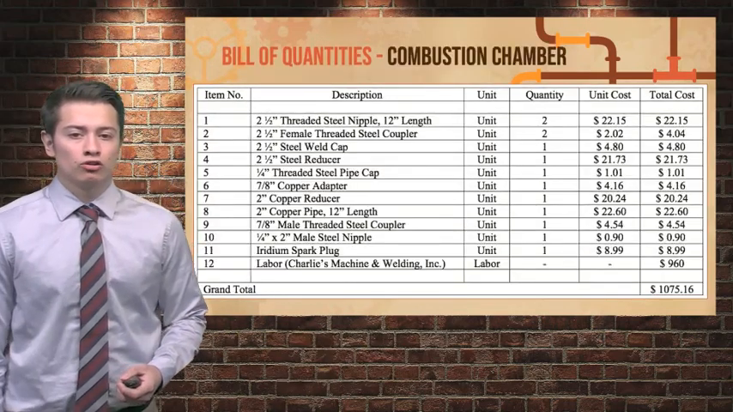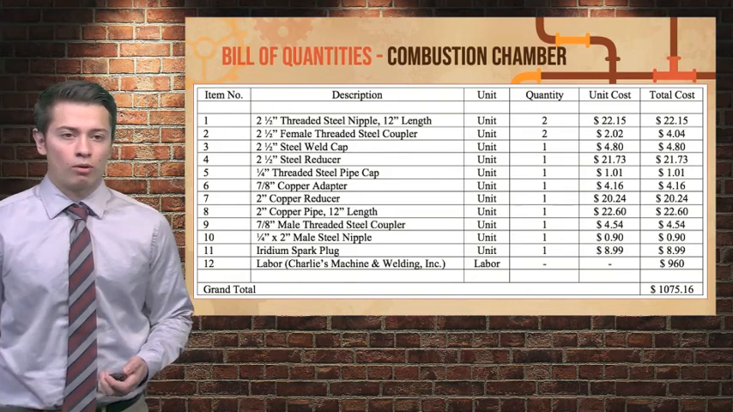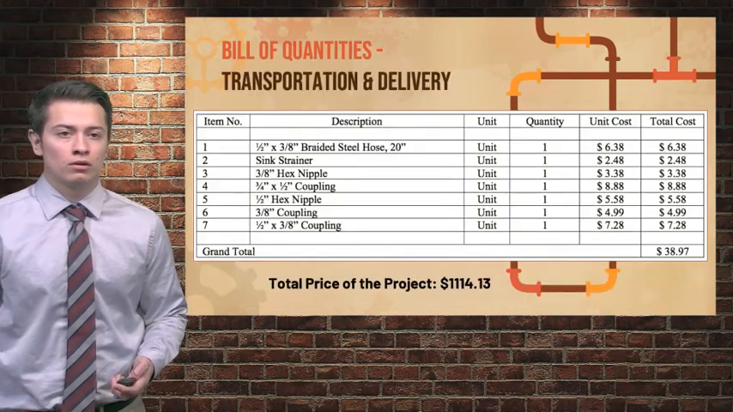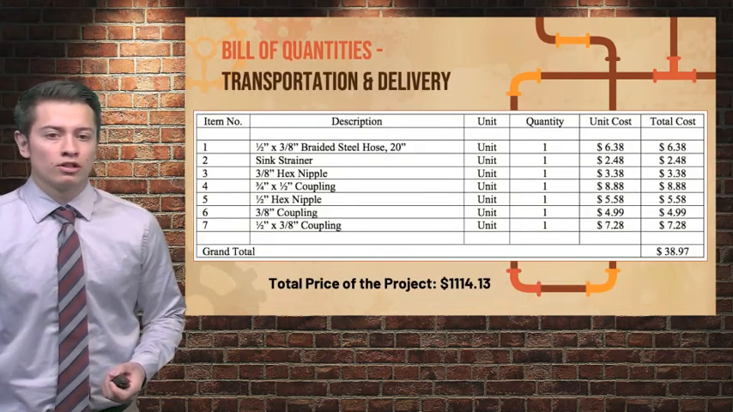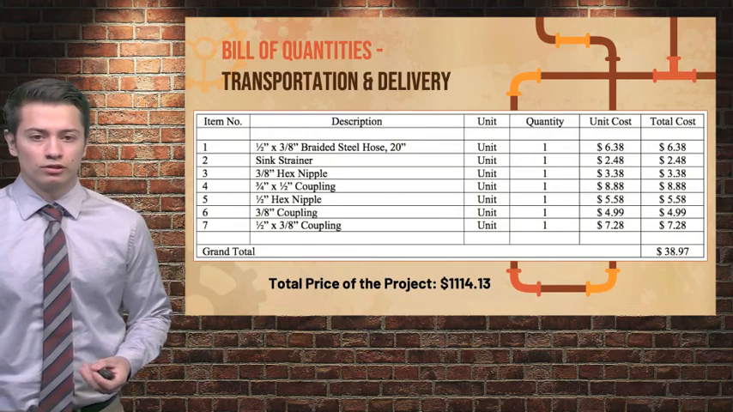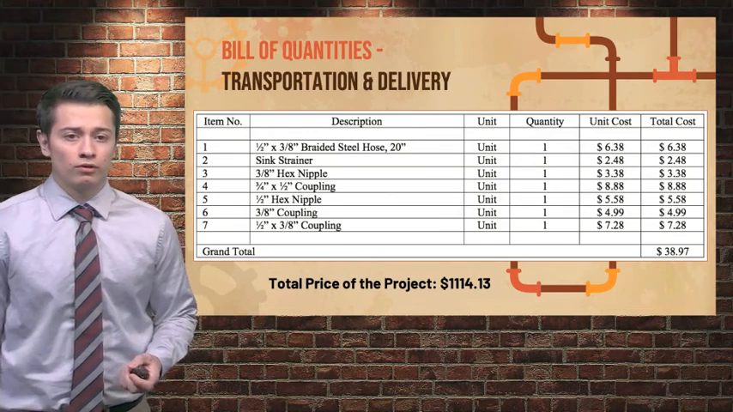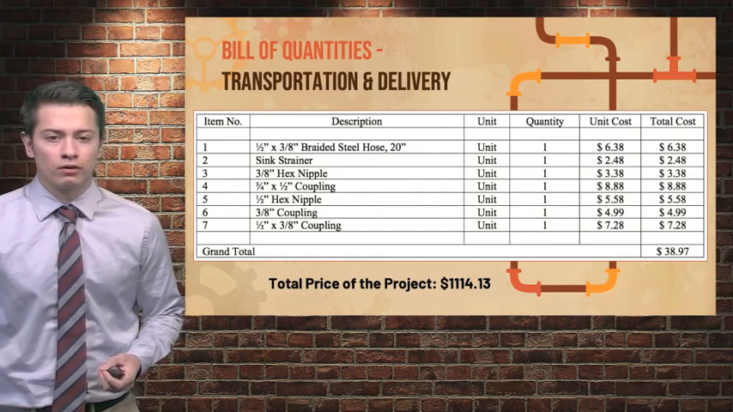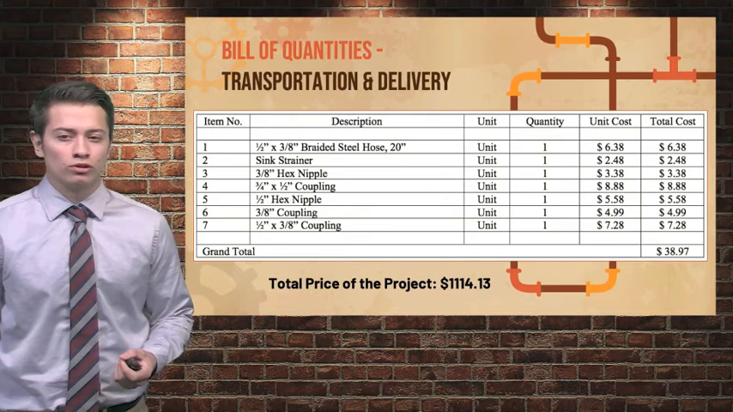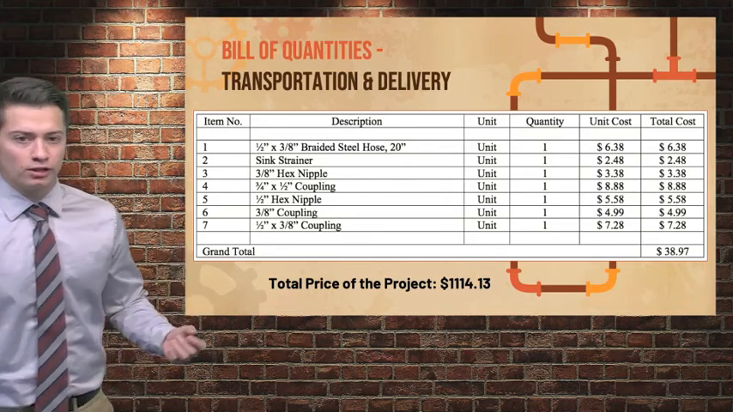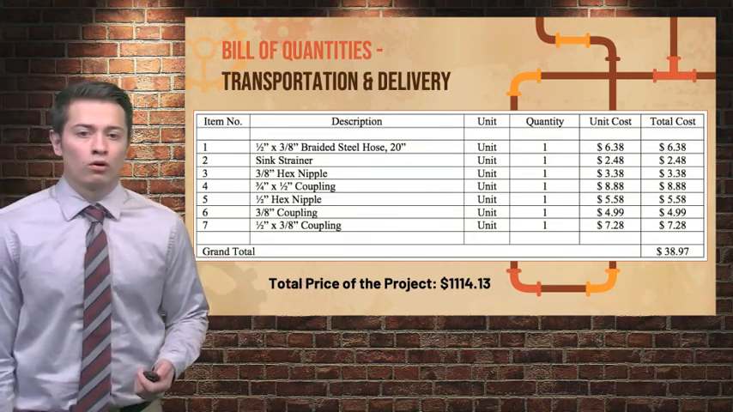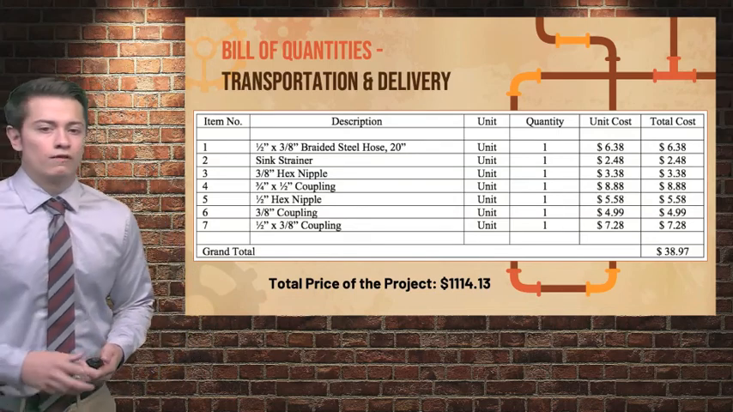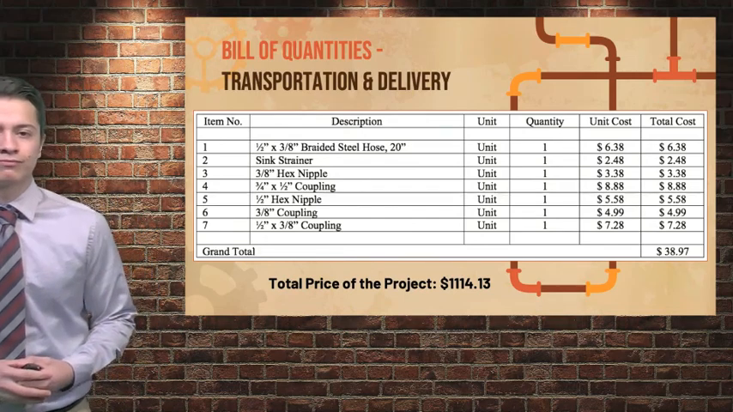And now here we have two tables that show our bill of quantities for our project. This table shows the materials purchased for the combustion chamber, and this table shows the list of materials used for the transportation and delivery system. The materials listed on both of these tables were all purchased locally here in the Amarillo, Texas area. Our total budget provided by our customer was $2,000, and as you can see down below, we were able to remain well under the budget, resulting in a cost of $1,114.